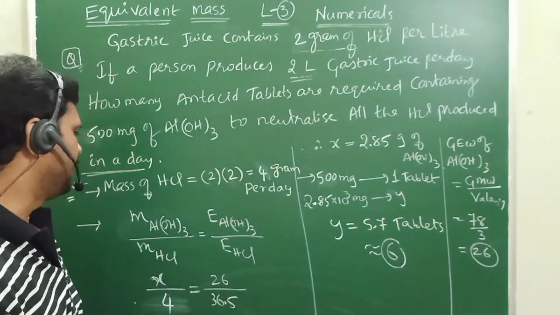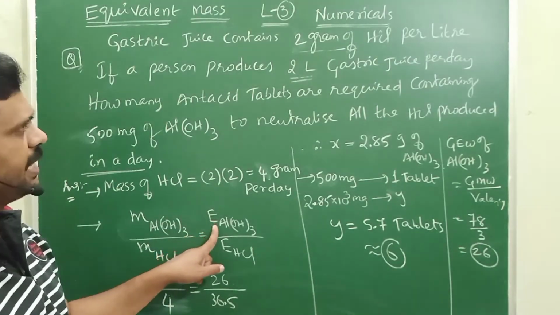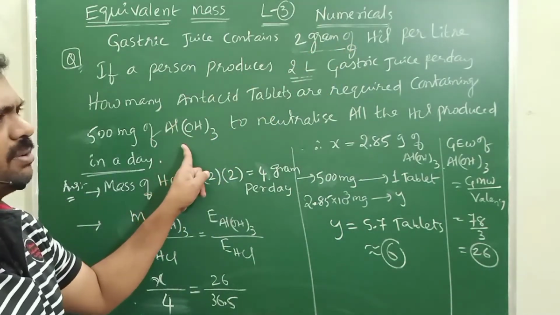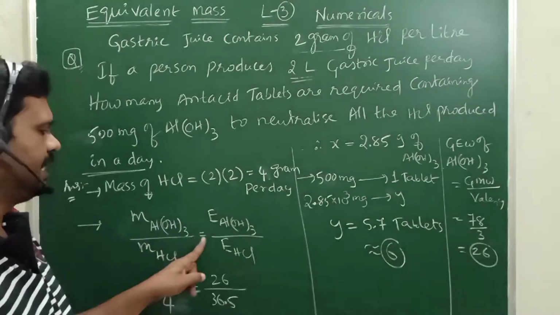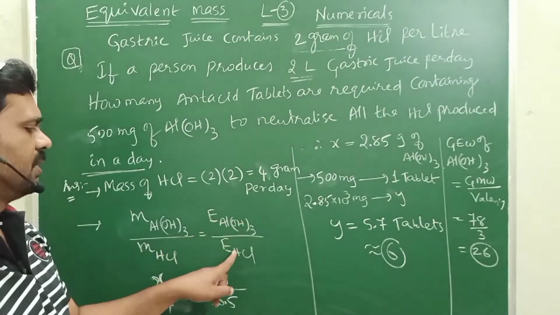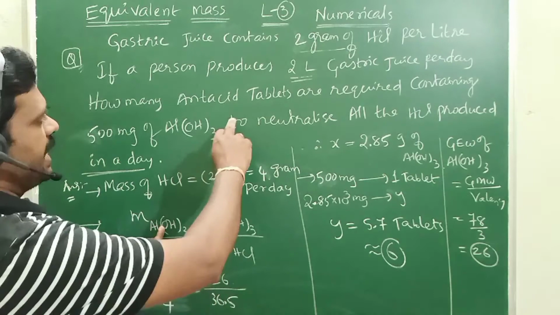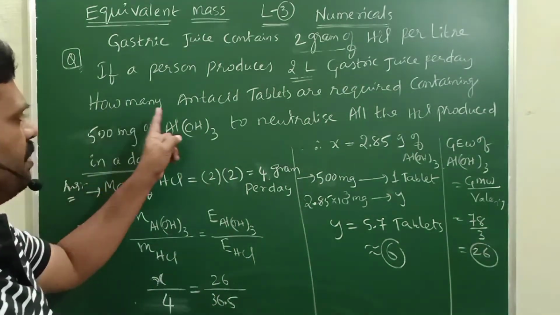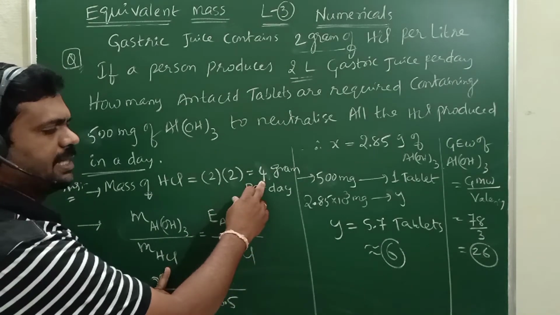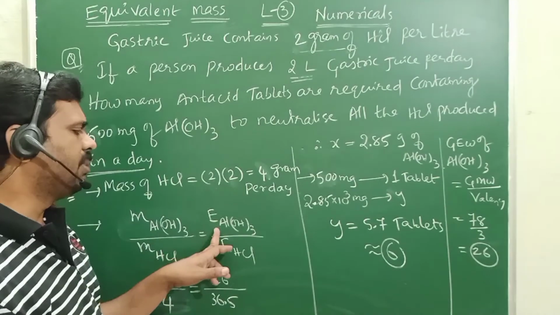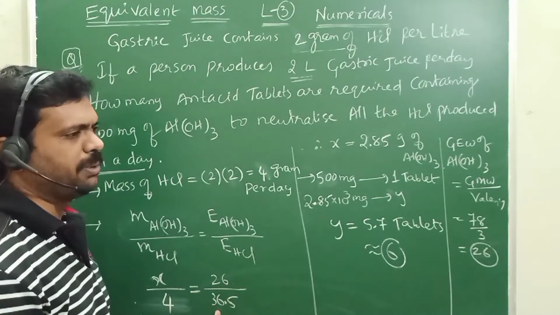Next, according to the law of equivalence, mass is directly proportional to equivalent weight. Here we have to take the relation between hydrochloric acid and aluminum hydroxide. So the mass of aluminum hydroxide divided by the mass of HCl is equal to the equivalent weight of aluminum hydroxide divided by the equivalent weight of HCl. The mass of aluminum hydroxide is X, which we have to calculate, and the mass of HCl we calculated as 4 grams, equal to the equivalent mass of aluminum hydroxide, 26, and the equivalent mass of HCl, 36.5.